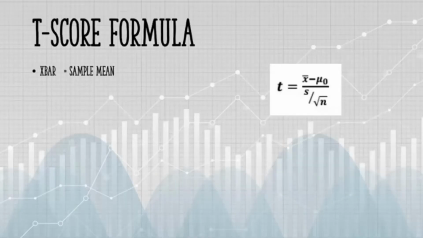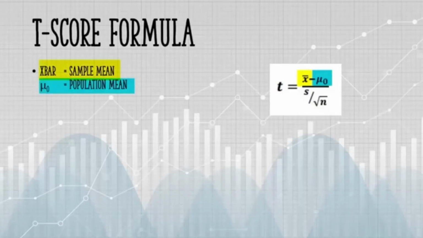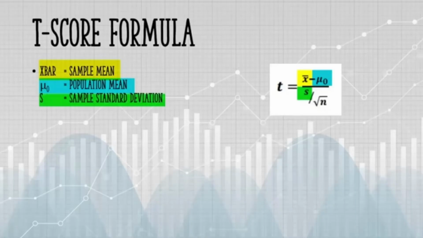This is a t-score formula. You'll use it to get a t-score for your test results. X bar is the sample mean, mu sub 0 is the population mean, S is the sample standard deviation, and N is the number of items in your sample.